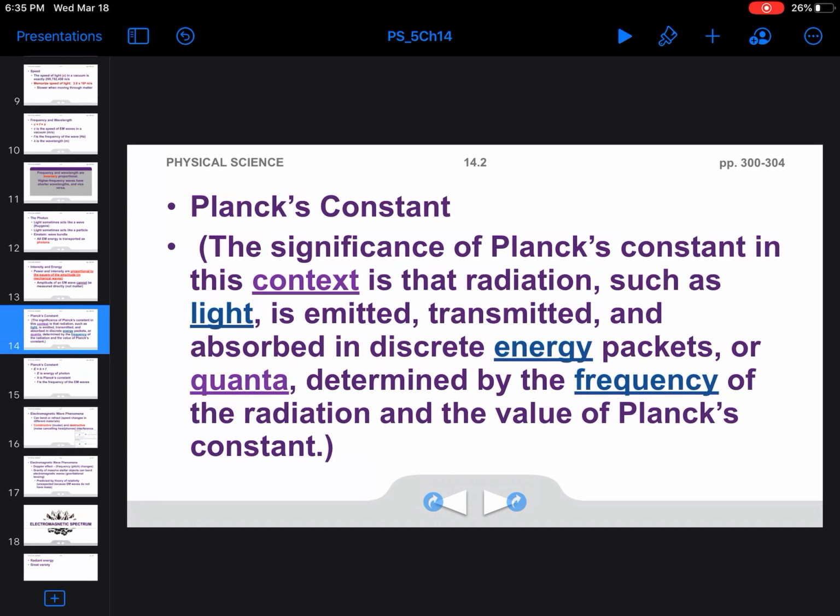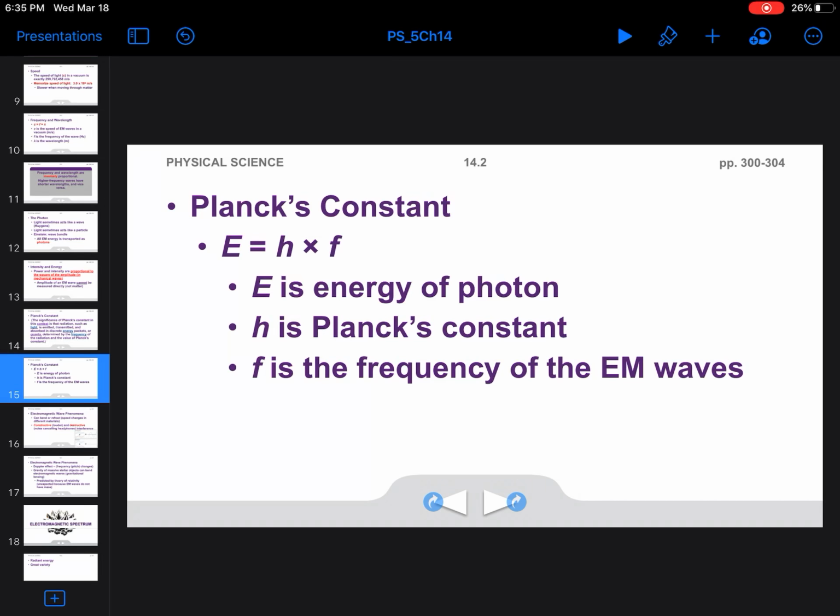The important thing to remember about quanta is that Albert Einstein found that quanta and photons are basically the same thing. It's just another term for the same thing. So you just need to understand that a quanta is basically a photon, and a photon is basically a quanta. It's a discrete energy packet that is used to transfer electromagnetic energy.